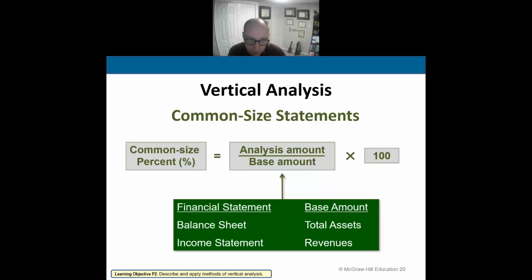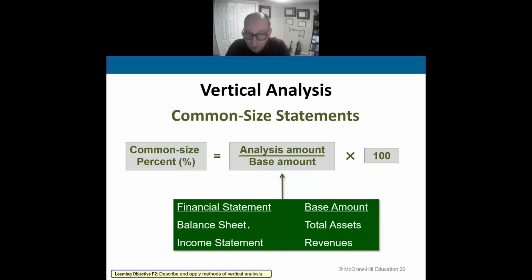And so basically the way it works is I take whatever amount on a line item on the balance sheet and I divide that by total assets. So if, for example, I would take cash divided by total assets, inventory divided by total assets, accounts receivable divided by total assets, and so forth and so on. I do it for every item on the balance sheet. And what that does is it gives me the common size percentage for everything on the balance sheet.